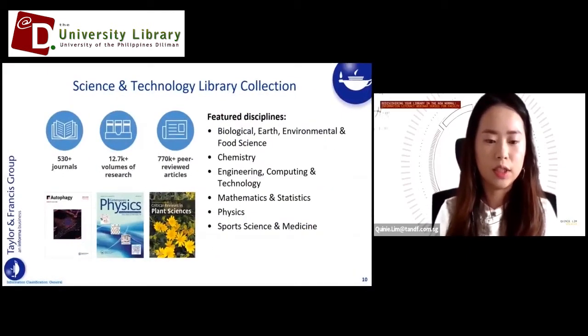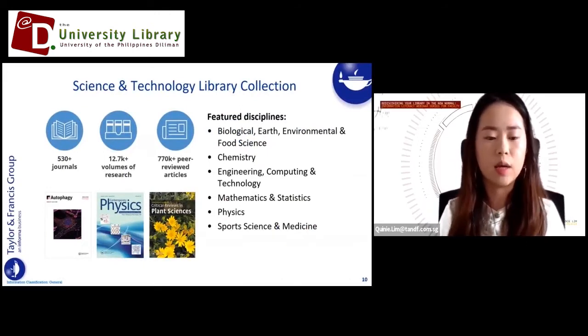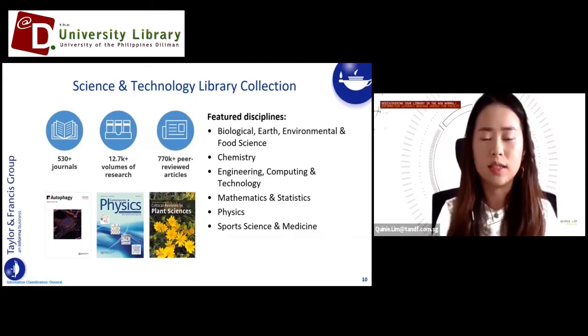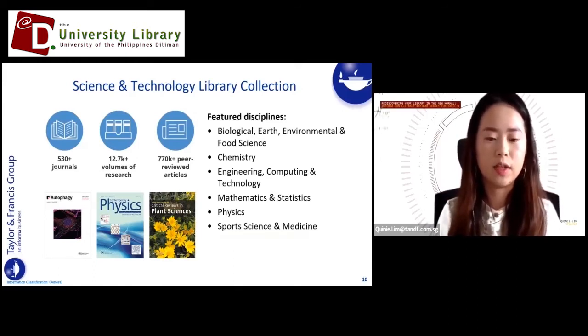The Science and Technology Library. This collection covers areas in biological sciences, chemistry, engineering, and other hard sciences disciplines. We have more than 530 journals in this collection, with more than 12,700 volumes of research and 770,000 peer-reviewed articles.